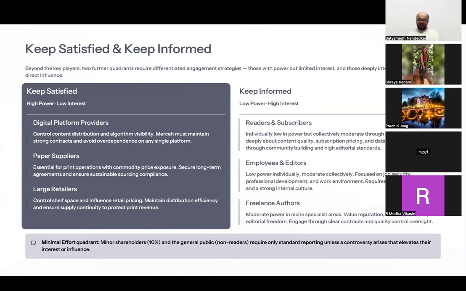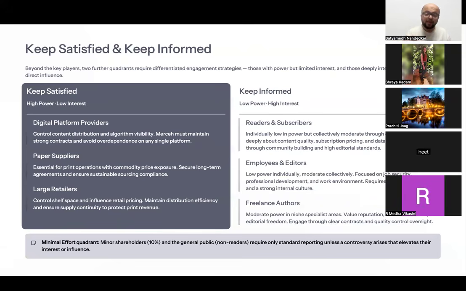The employees and editors also play an important role. See, the financial success of the company directly impacts the employees. And the editors, again, even their job depends upon the financial success of the magazine. So, employees and editors again play a critical role. Followed by freelance authors. Freelance authors might be specialists, but their income also depends upon the success of the magazine. So they come under the keep informed category.